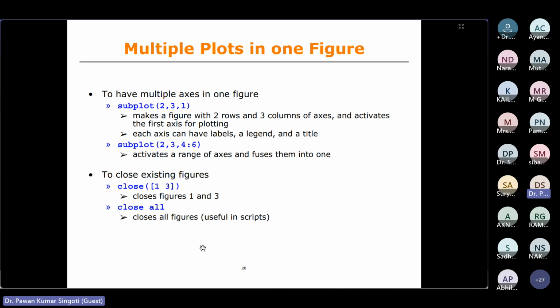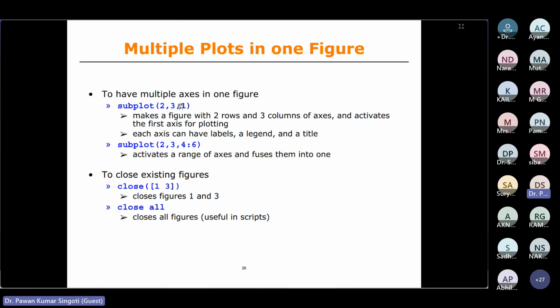Okay, for multiple plots in one figure. Suppose I want to merge some figures, more than two figures, three figures or four figures are possible. So it can be done by subplotting. You can see over here the command subplot 2, 3. The 2 is for the rows and 3 is for the columns. So 2 by 3 means 6 figures are possible over here.